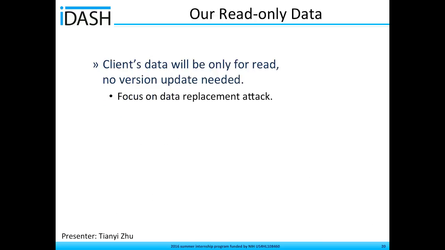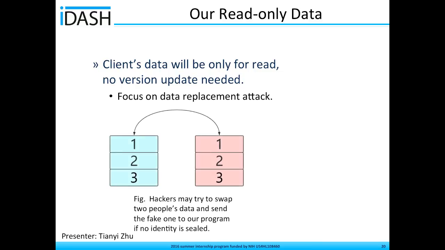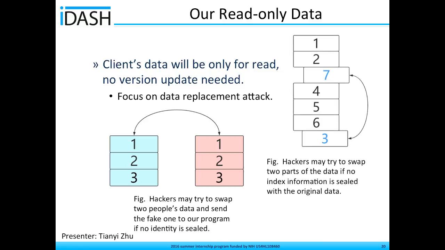So we found out that our data is read only. That means the client's data will only be read, so our program will have no version updates. So what we're going to do is focus on the replacement attack in space. First, as I said before, one kind of replacement is that hackers try to swap two people's data and send the fake one to the program if you cannot know the identity of the data pack. The second way is that hackers may try to swap two parts of the data if no index information is sealed with the original data. So you're not going to know which part you're reading.